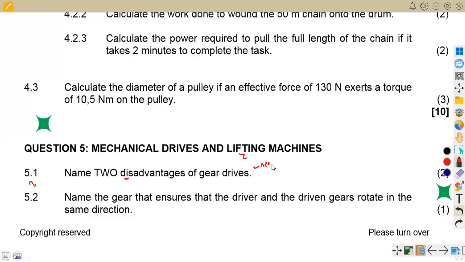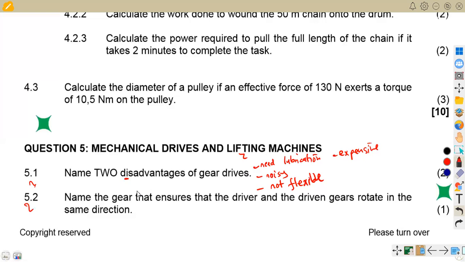There is a need for lubrication, so you just need two, so you can just list one or two. There is need for lubrication. Also we can have that they are so noisy. They are not flexible, right? Also they are expensive. So you can list a lot that you can have from these ones.